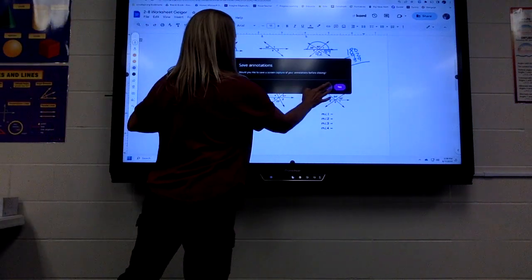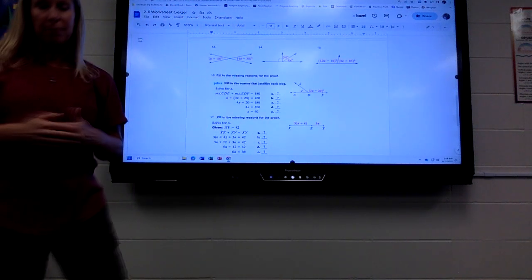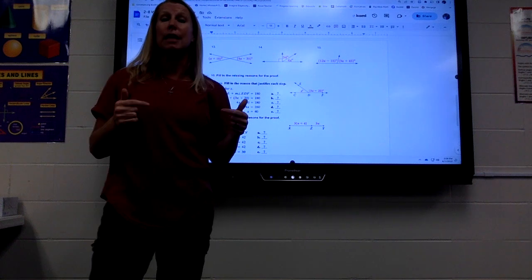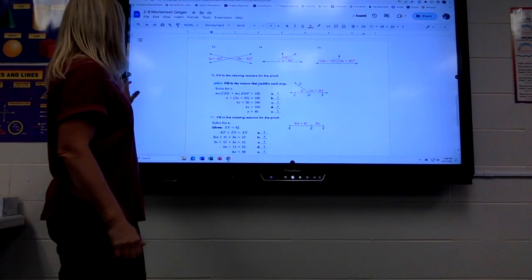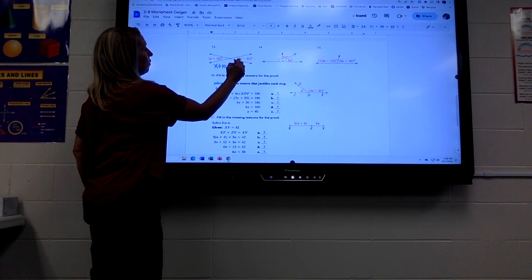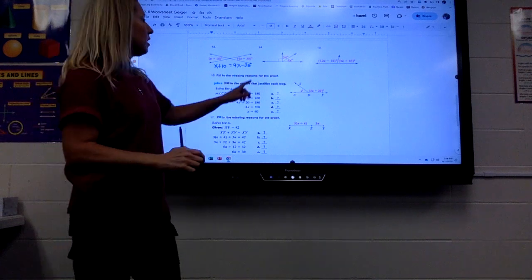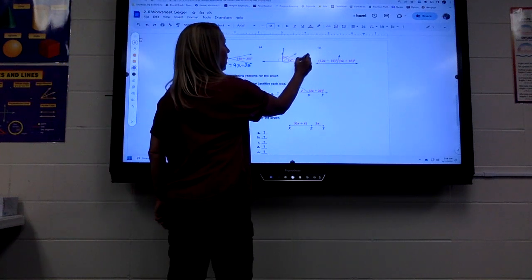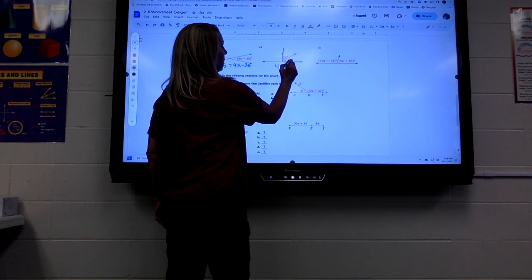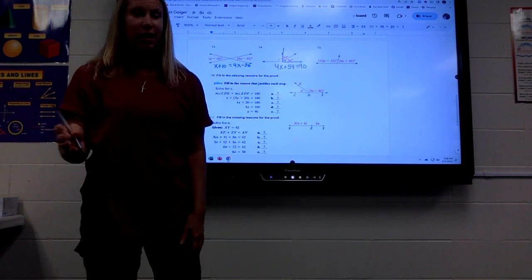All right. And then this section, this is a little more algebra. So remember, vertical angles equal each other. So you will put them equal. X plus 10 equals 4x minus 35, and then you have to solve that. These add to 90. So 4x plus 54 equals 90. You have to solve that.